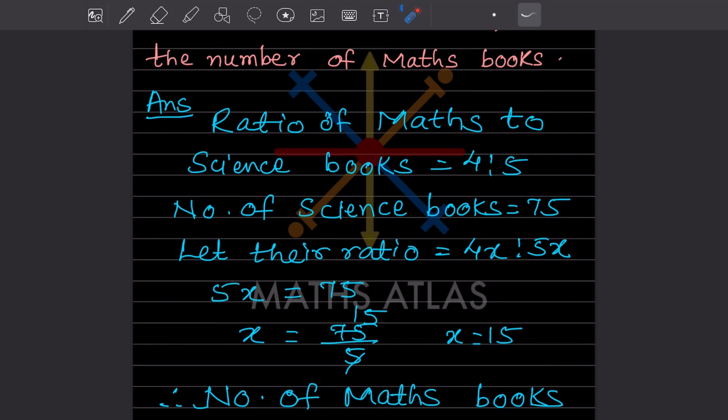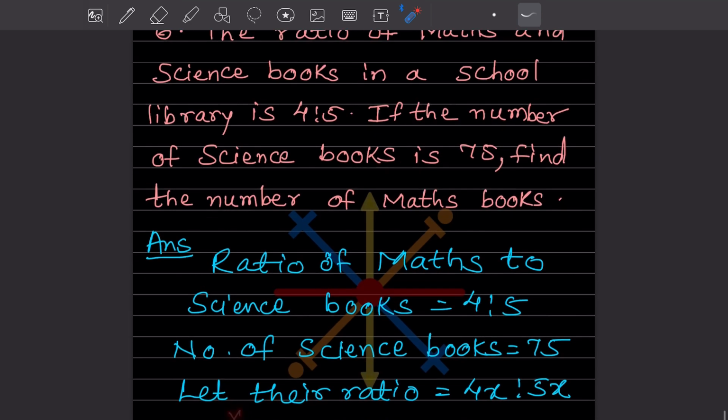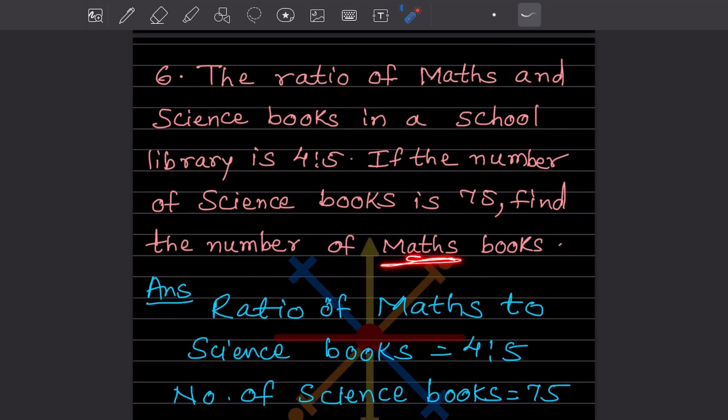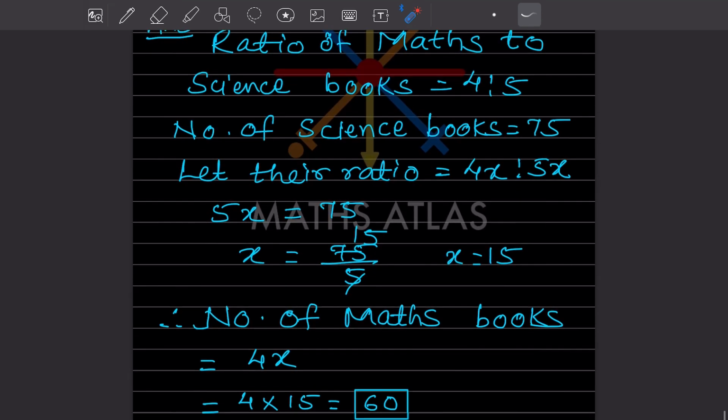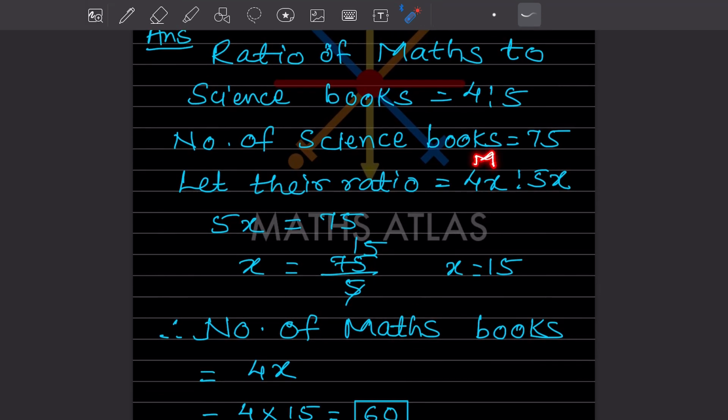So what will we do? We'll find the value of x first. We have done in linear equations how to solve problems of this type. So x is going to be 75 divided by 5. 5 ones are 5, 5 threes are 15. So x is 15. Now what did they ask here? Find the number of maths books. We got the value of x. So what is maths? Maths is 4x, isn't it? We have considered 4x over here. So the number of maths books means 4x. This 4 will be as it is, and for x we got the value 15. So 4 into 15 is 60.